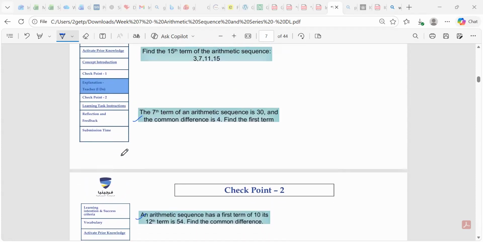So we have: the seventh term of an arithmetic sequence is 30. One thing you need to understand here is that sixth term means it is a plus 5d. Because we know nth term means a plus n minus 1 into d. This is the formula. So just for an example, sixth term means a plus 6 minus 1, that is 5d.